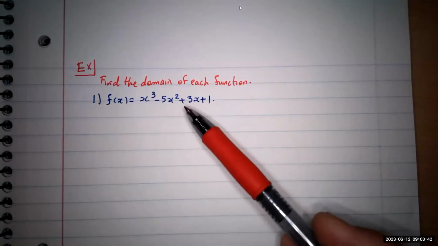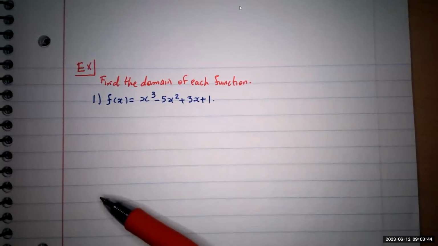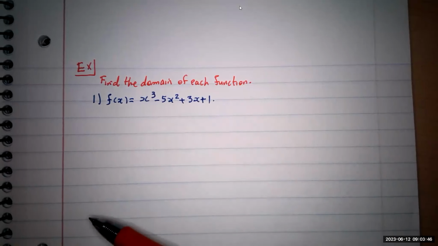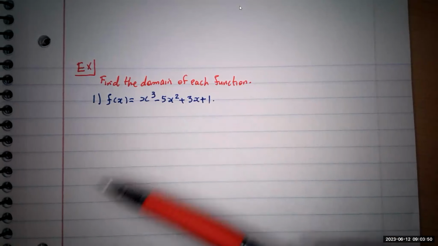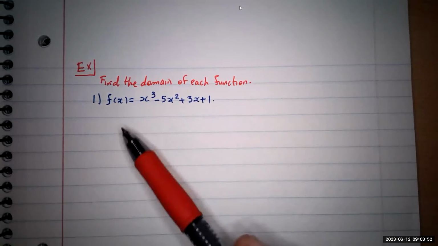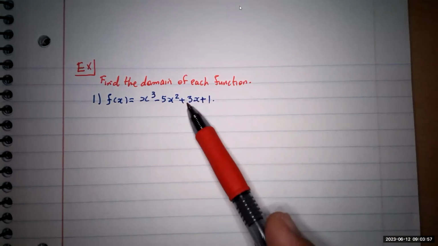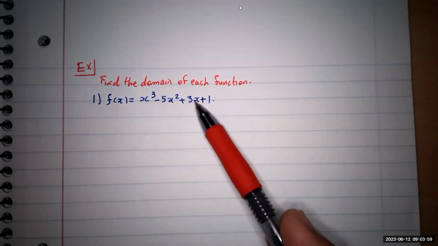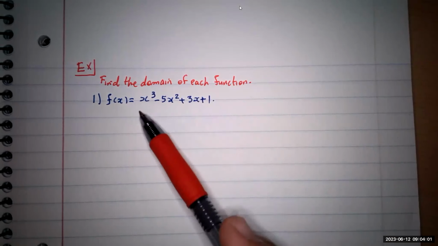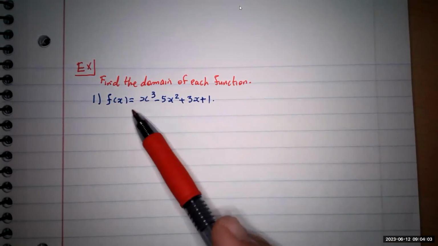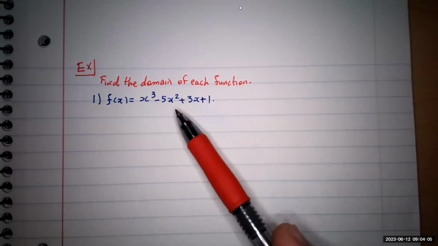The only thing you've got to be careful about is when you want to divide. You cannot divide by 0. If you want to take the square root, you cannot take the square root of a negative number. But you see the operations that you're going to use are addition, subtraction, multiplication. There is no division, there is no radical. So this means you are free. You can use any x you like, any values you like.